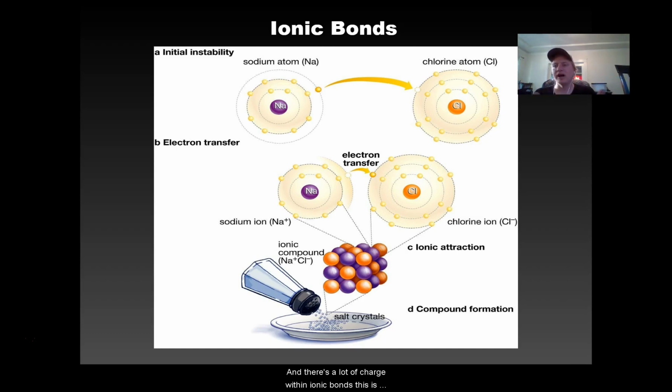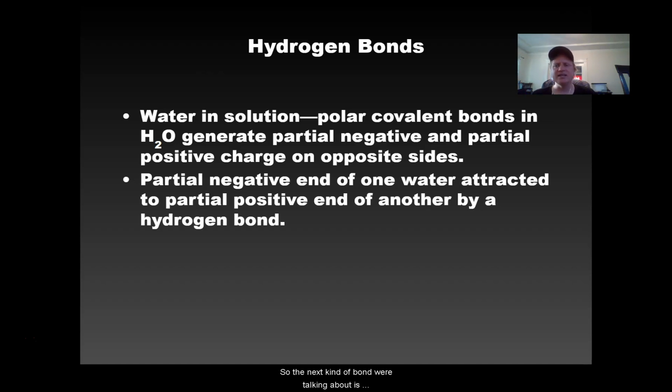Okay, and there's a lot of charge within ionic bonds. This is going to be important later on when we start talking about solubility and stuff that we'll get to soon. Okay, so the next kind of bond that we're talking about is hydrogen bonding. Hydrogen bonding is incredibly important for you being alive, as we're going to get to later on.